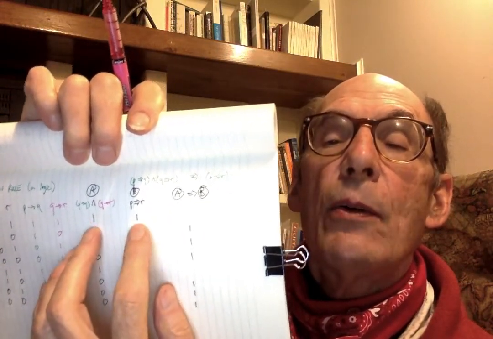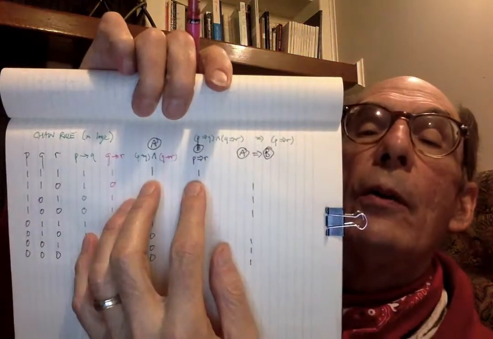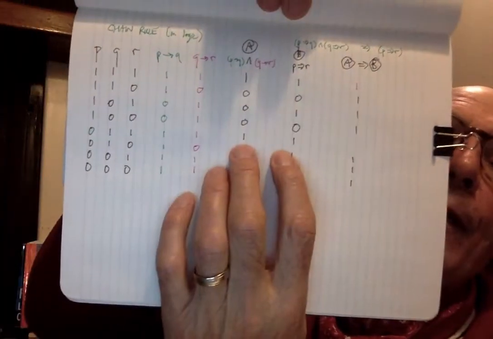And now in this row where A is 1, B is 1. So the implication is 1. And we get the same kind of thing in this 5th row here. And so the implication is 1. And so for every value of P, Q, and R, the statement P implies Q and Q implies R gives the exact same value, it's true, as P implies R.